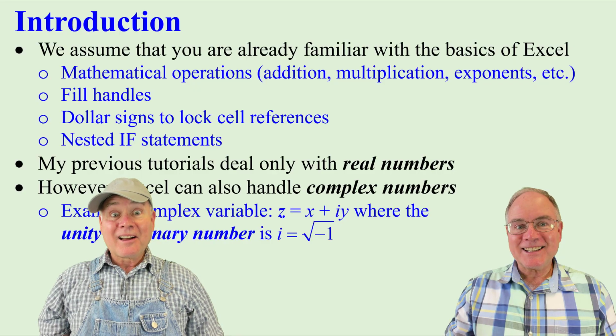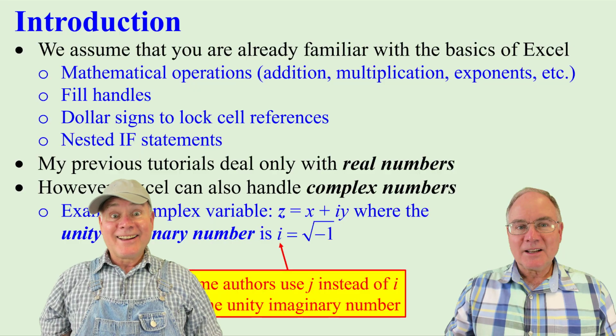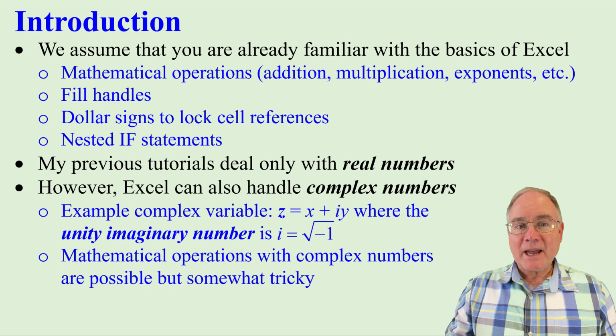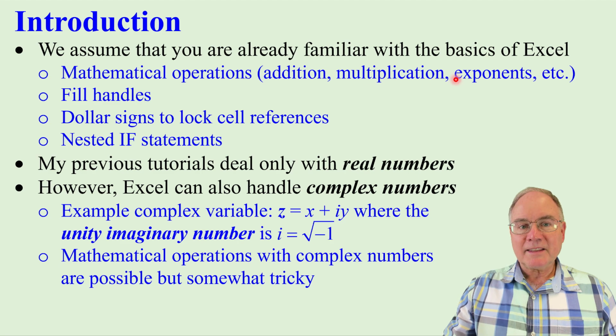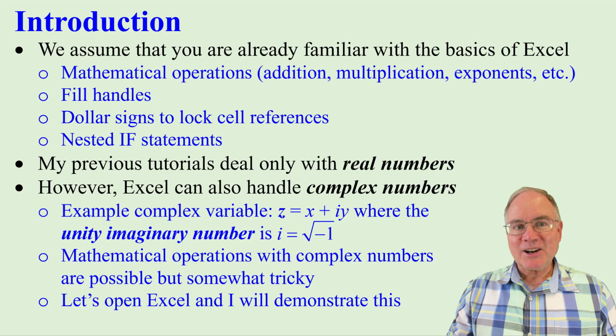Sir, when I've tried putting in a square root of a negative number, Excel barfs. Yeah, that's right, dude. But I'll show you how to deal with that in Excel. Okay. Note that some authors use j instead of i. Mathematical operations, like these, are possible with complex numbers, but they can be a little tricky. Let's open Excel, and I'll demonstrate this.